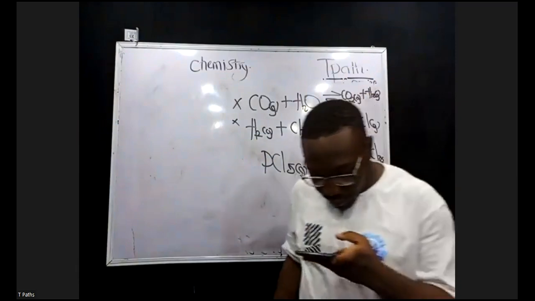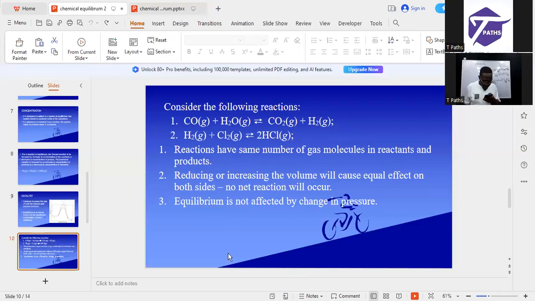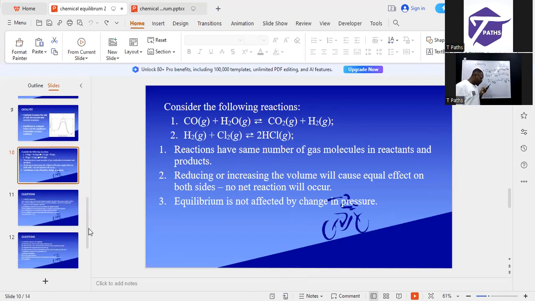Now, let's go to the next point. For a reaction with the same number of gas molecules in reactant and product, reducing or increasing the volume will cause an equal effect on both sides. So no net reaction will occur too. So fine, look at the volume too.